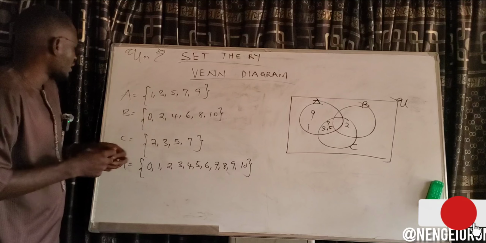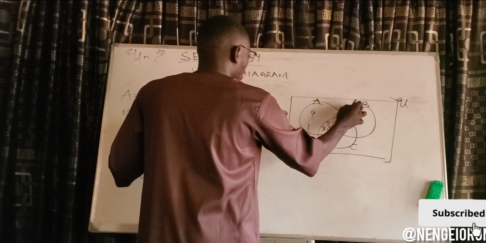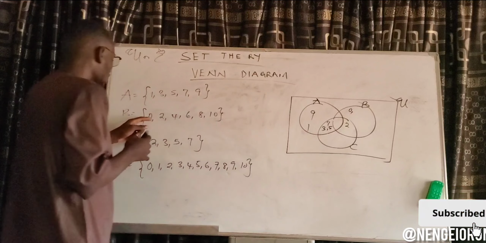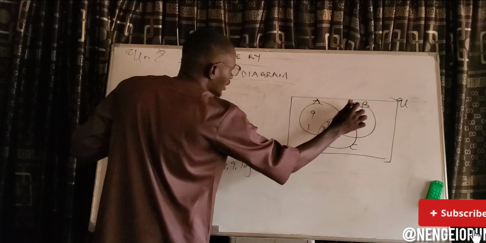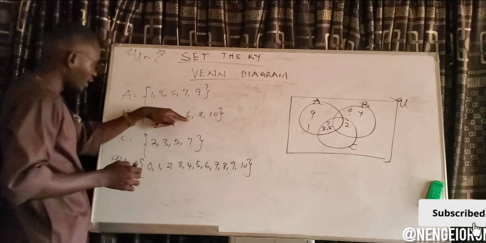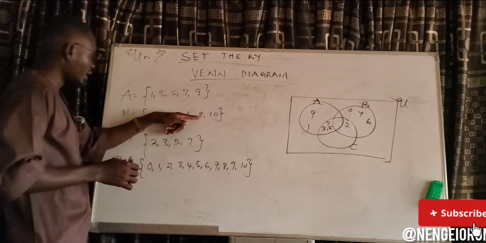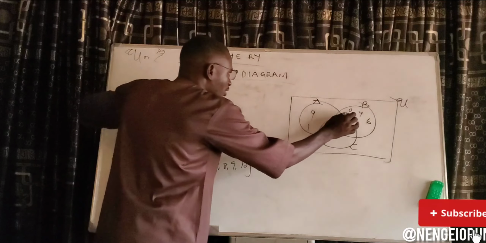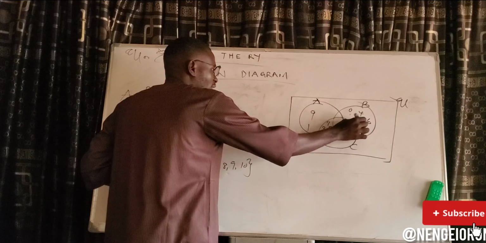Then you list the element in B. The element in B alone, 0 is only in B. 4 is only in B. 6 is only in B. 8 is only in B. 10 is only in B.